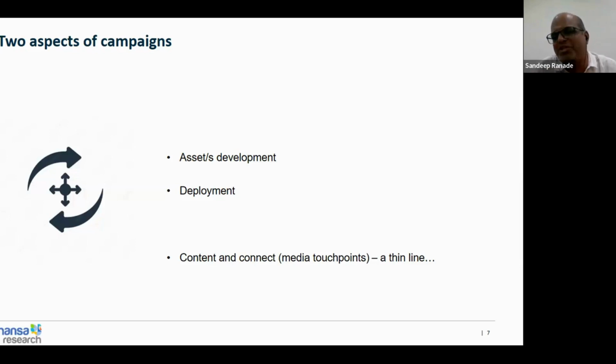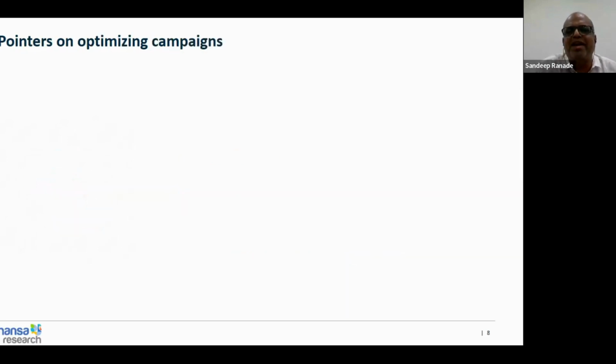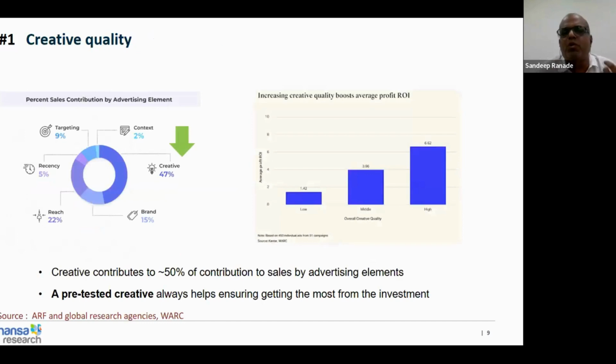Today, there are multiple choices available to the brand teams and the media teams to spend the money. I would be sharing a few pointers with you on optimizing media campaigns or getting a better ROI. Very basic, and then let David and Ritu take on detail. The first, I think we all know about it, but I'm just putting a number to it, is creative quality.